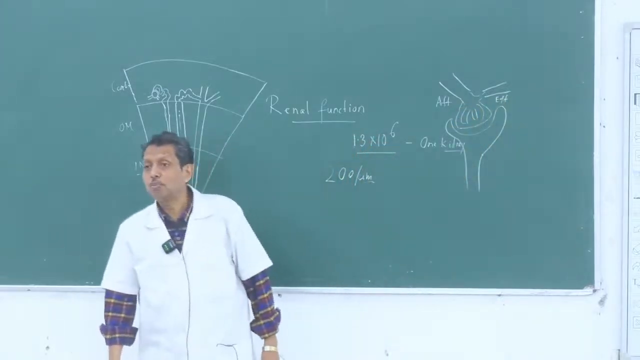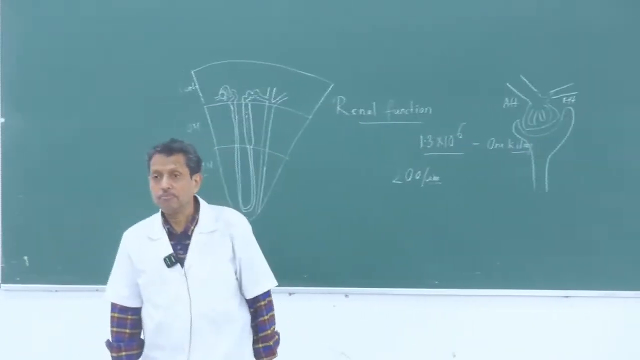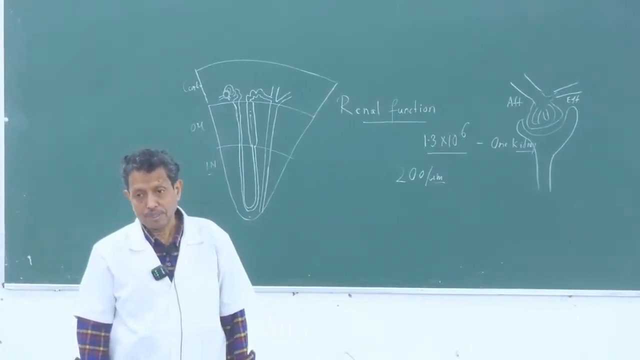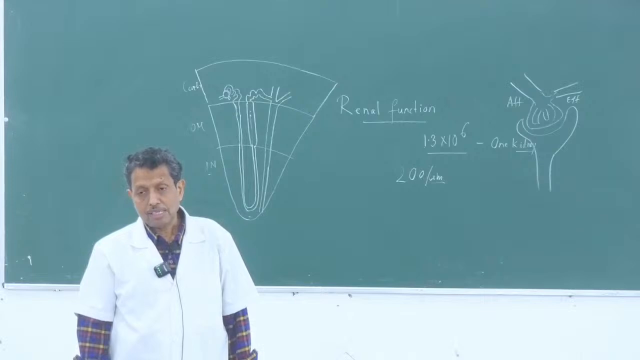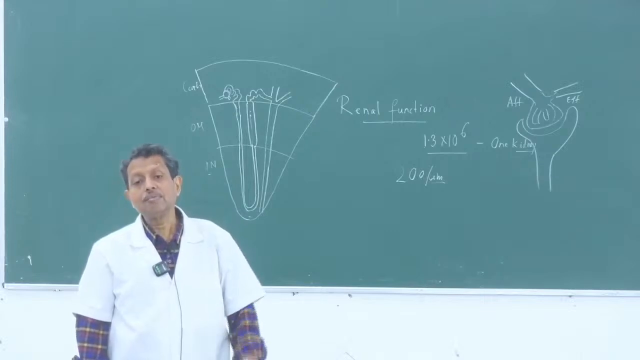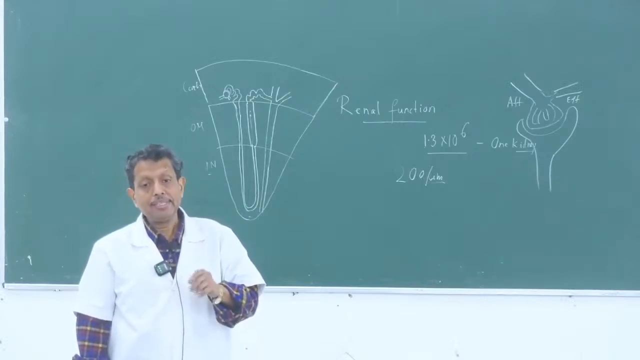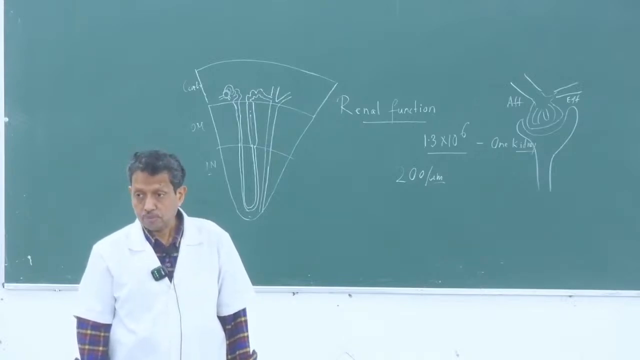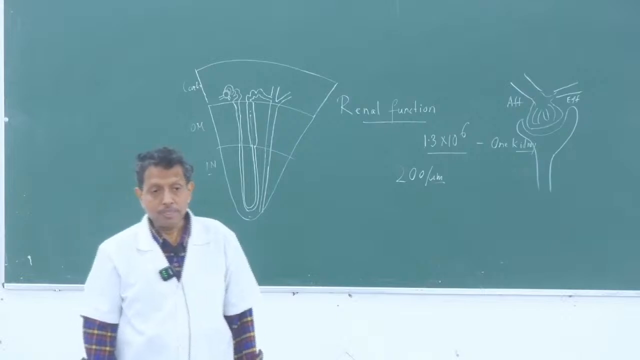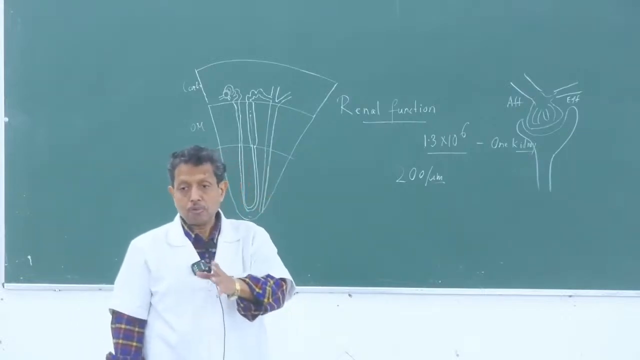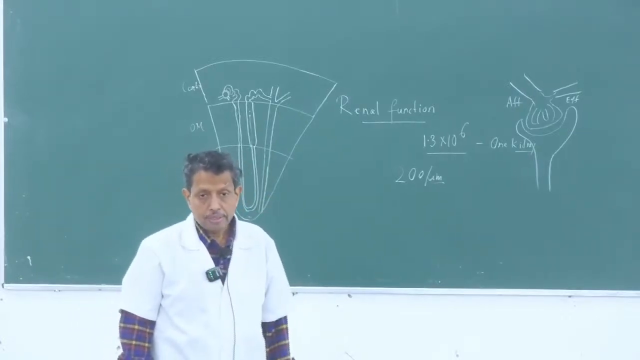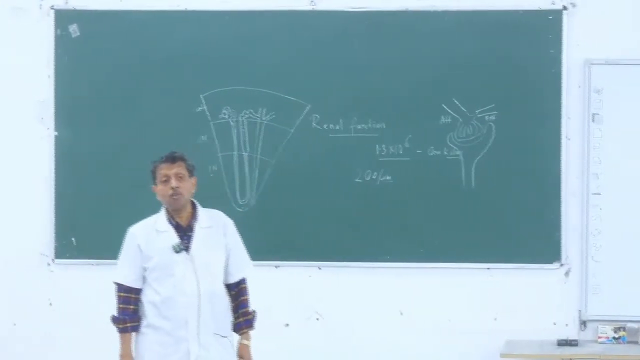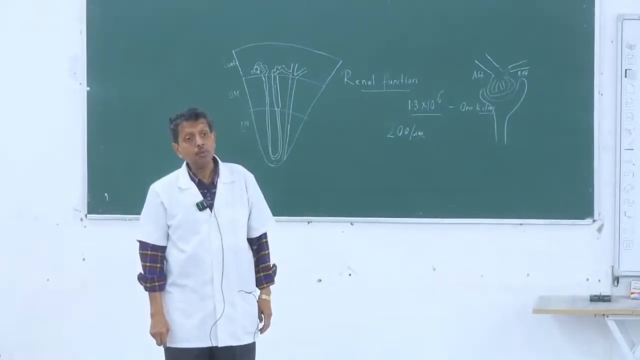Huge amount of filtrate is produced per day. Suppose in a young adult man, it is 180 liter per day. Filtrate is coming from the component of the plasma. This filtrate is produced, so it requires a huge amount of blood flow.